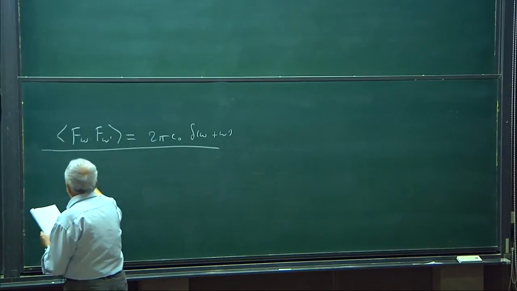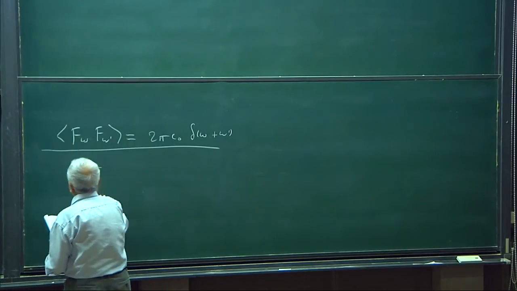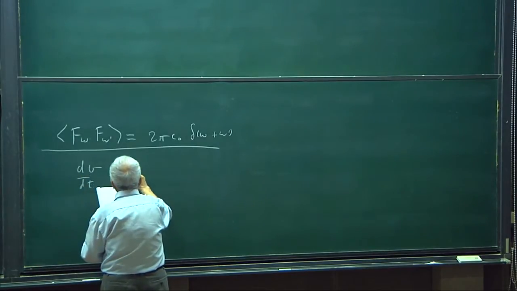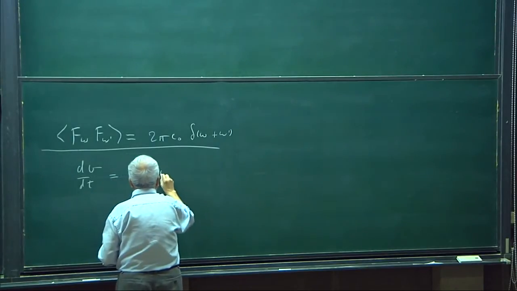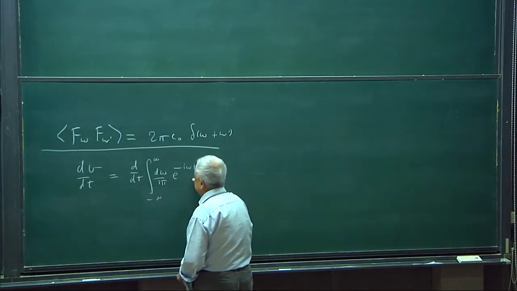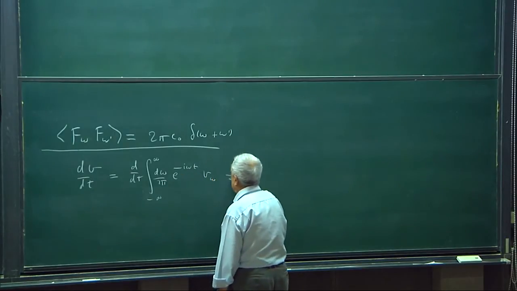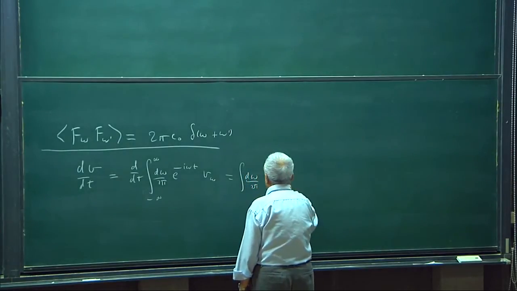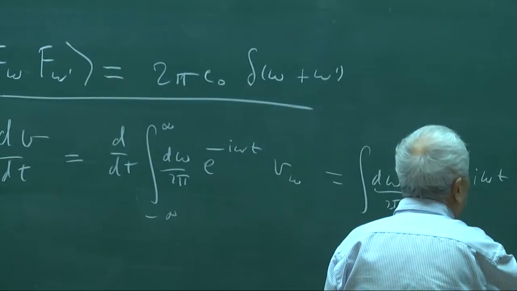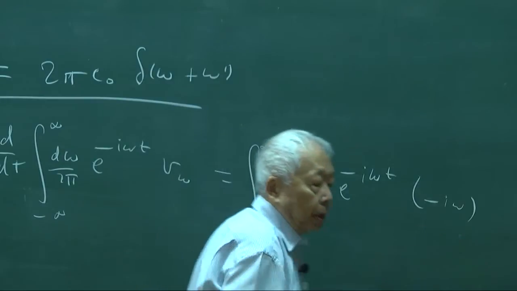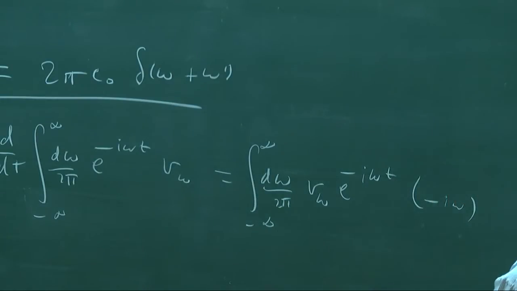You see, for example, dv/dt, which I need in the first term there, would be equal to d/dt of the integral d omega over 2 pi, e to the minus i omega t, v of omega. And this d/dt only acts on this because the rest is independent of time, so I just get the integral d omega over 2 pi times e to the minus i omega t multiplied by minus i omega. So d/dt is the equivalent of multiplication by minus i omega.